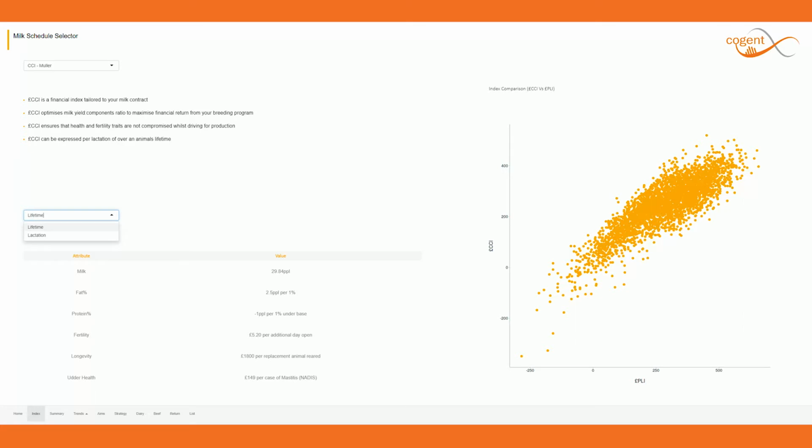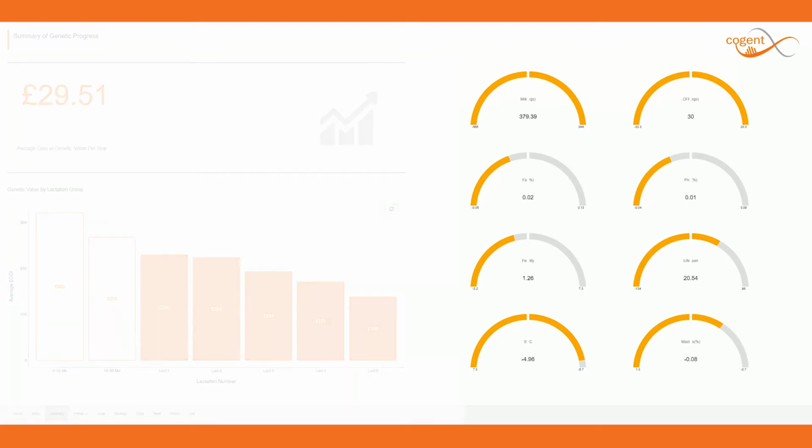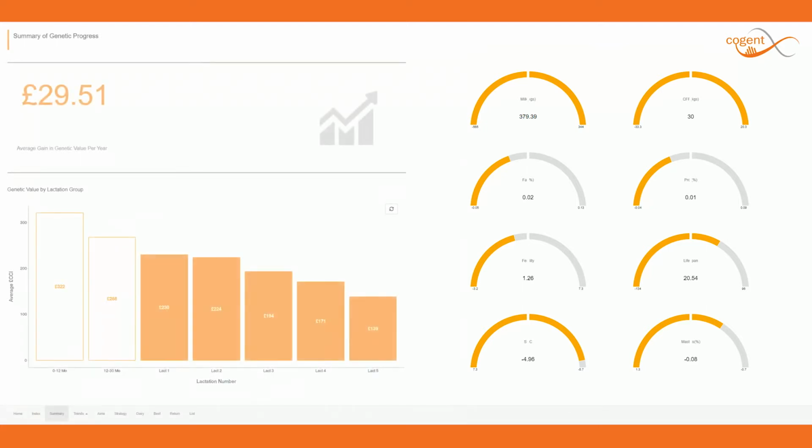This value expresses the average value in genetic gain, CCI or PLI, over the 5 lactations, including the young stock, 0 to 12 and 12 to 30 months of age. The average genetic gain per year value signifies the average gains achieved between the 5th lactation and heifer population expressed as CCI. On the right-hand side, the dials reflect the current herd average for all production and health traits, which will adjust subject to selecting the desired lactation.